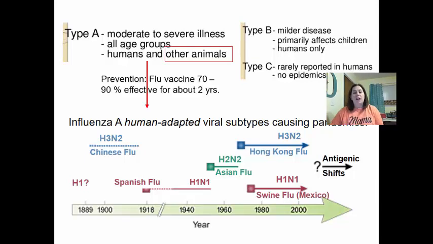So prevention: the flu vaccine, we see, is 70 to 90% effective for about 2 years. The issue, though, is they have to predict which types of flus are actually going to be the problem. And this is what they pack in the flu vaccine. They can't put all of the different subtypes in there. This would be just too much for the body to handle. So they have to guess. So sometimes, for a particular flu season, it works better than others.